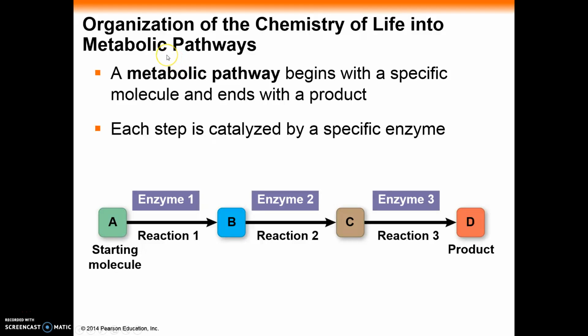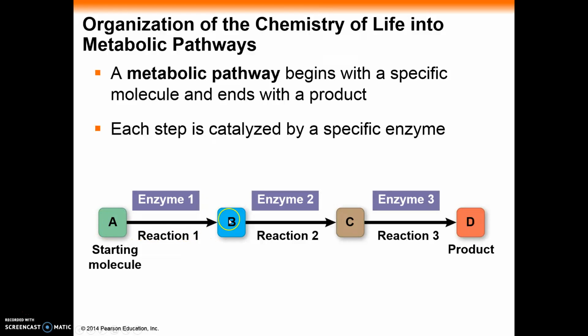So various chemical reactions are broken down into various metabolic pathways. So if we need a particular product, such as here product D, whatever this molecule is, and we need to build it or break it down or whatever it is that we're doing, we do it in a multi-step process. And each small chemical reaction is facilitated by its own enzyme. So here we have a starting molecule A, we want to turn it into D, but it takes several steps.